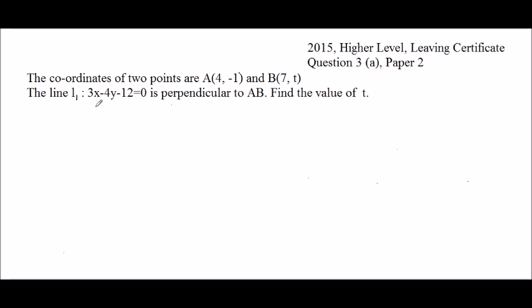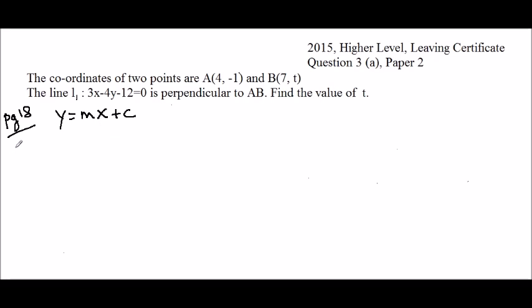Because the line L1 is perpendicular to AB, if we find the slope of L1, we can then take that, change the sign, turn it upside down, and that will give us the slope of AB. So, to find the slope of L1, you're going to go to page 18 in your book of formula and tables, and there you have the equation of a line formula, y equals mx plus c. And the reason we're using this one is because m is the slope.